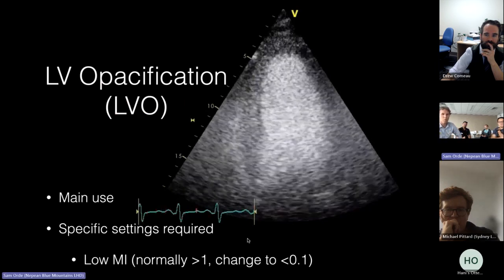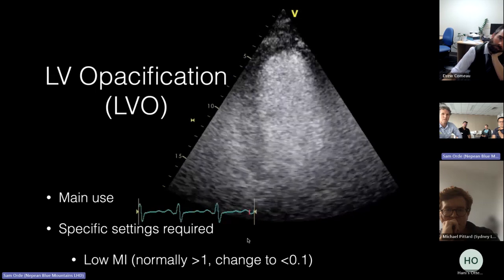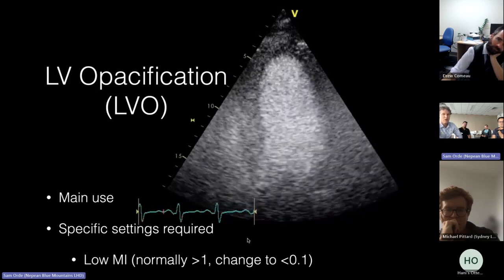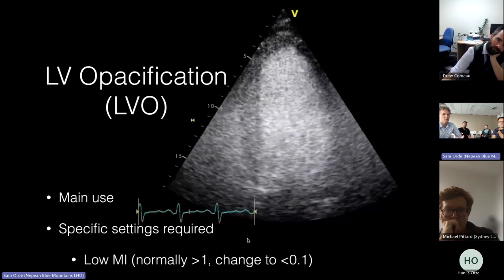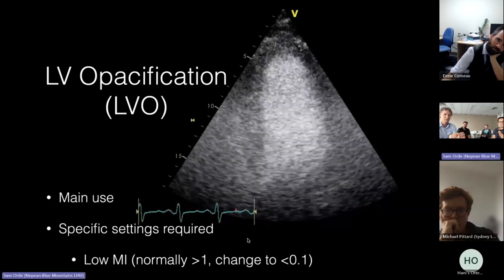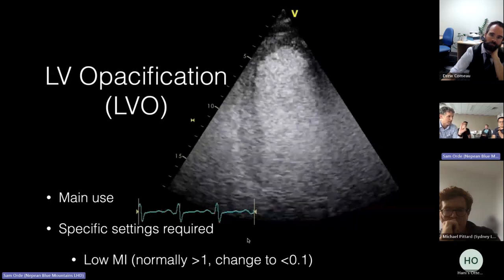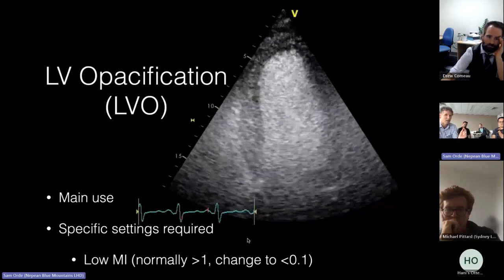So this is what we'll first start talking about. This is what Definity is licensed for, which is called LV opacification. So the theory is that you've then got this relatively stable bubble. And this bubble is small, right? I don't know if you saw it on that first cartoon. It's less than 10 micrometers in size.